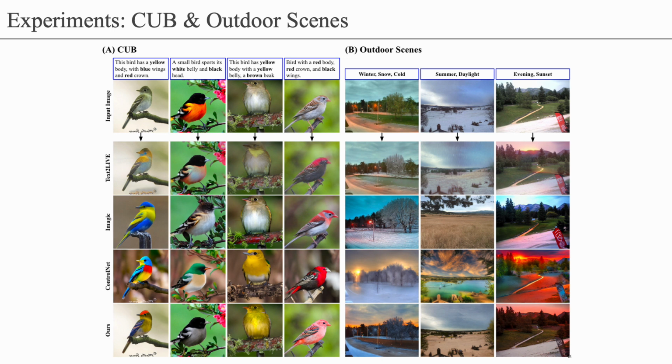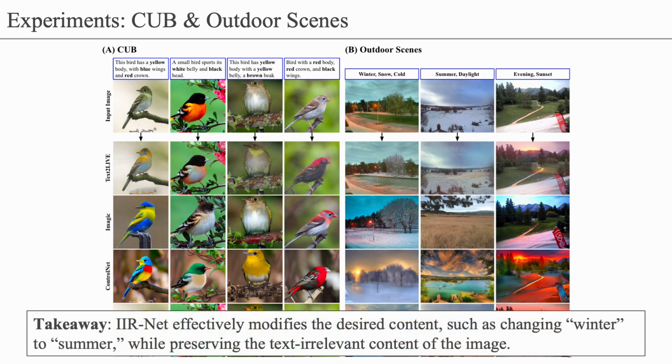For example, in the first column, while baselines such as ControlNet and Imagic can recognize yellow and blue from the text prompt, they both fail to effectively apply these colors to the correct parts of the bird. Our method, in contrast, accurately edits the bird by parts according to the prompt and produces a bird with blue wings, yellow body, and red crown. We observe similar results on outdoor scenes. Our method changes the attribute from winter to summer, while still preserving other attributes of the scene.